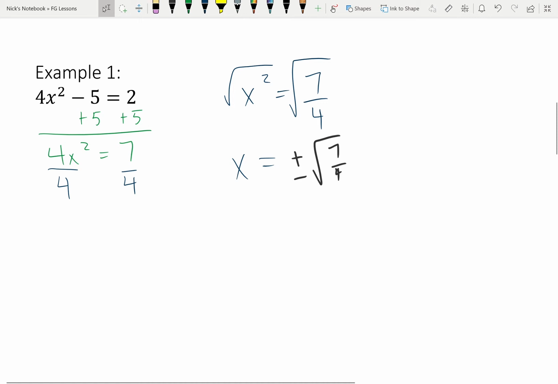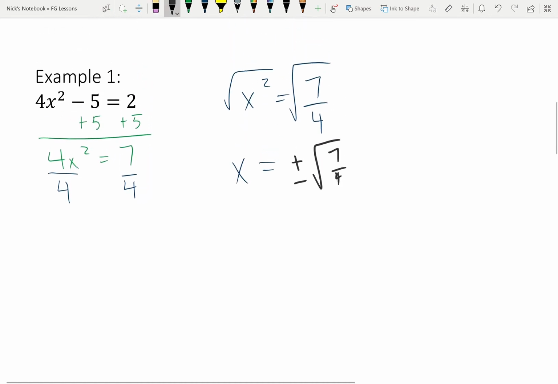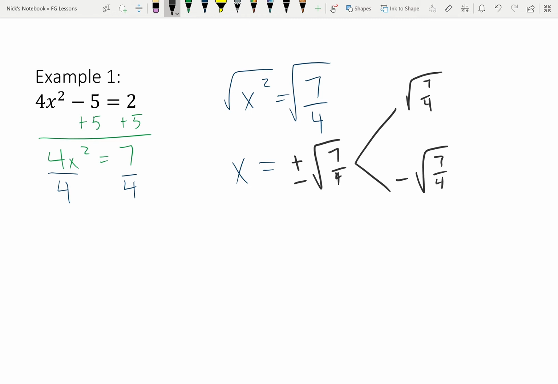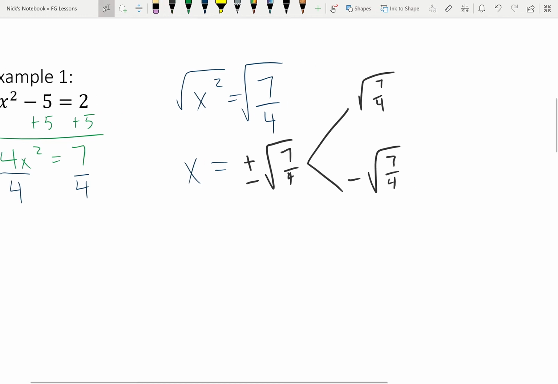Really all we have to do now is just separate these two. We know that there's a positive square root of 7 over 4 and a negative square root of 7 over 4. And really you can just put this into our calculator and we'll get an estimated answer of, the first one, positive 1.32 and a negative 1.32. That's our approximated answer. Now, what's our exact answer, meaning no decimals? The exact answer.